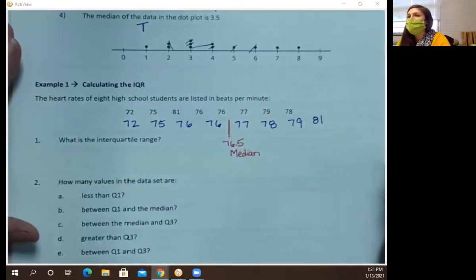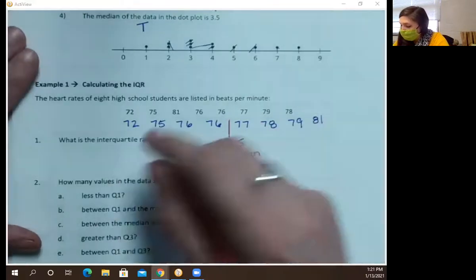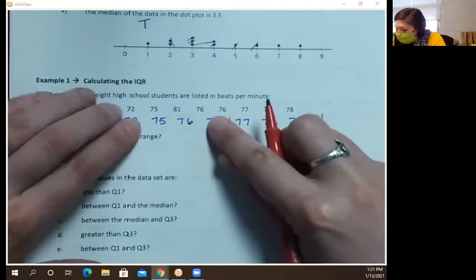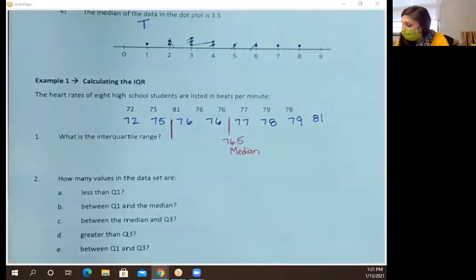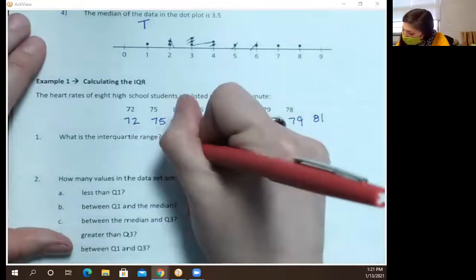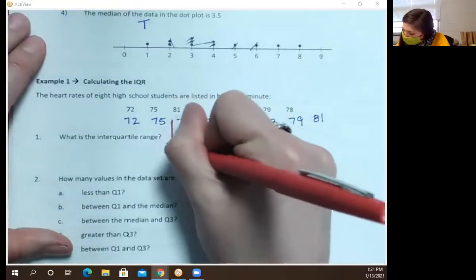And then I need to find those quartiles, Q1 and Q3. So in the lower half, I'm going to find the middle. That would be right here, between 75 and 76. So that would be 75.5. There's my Q1.